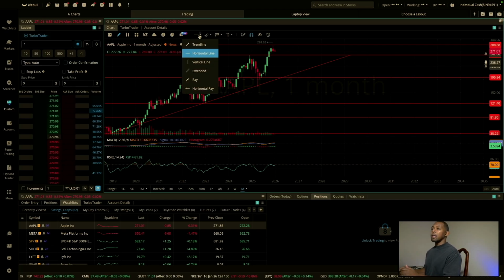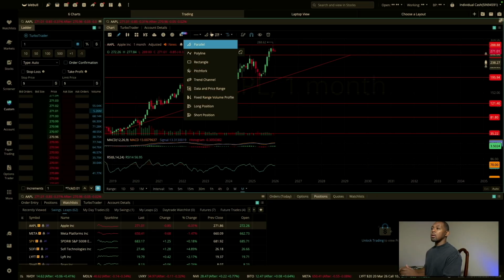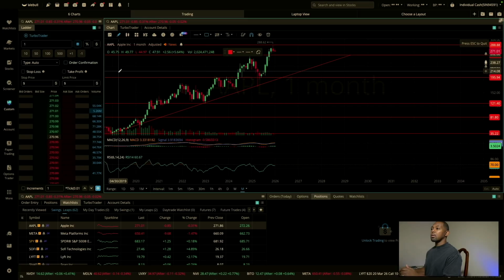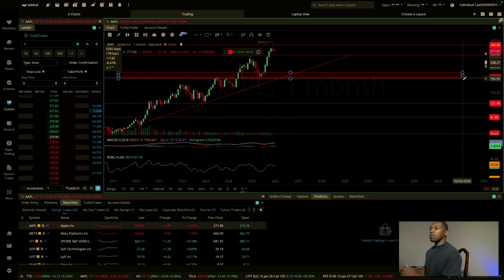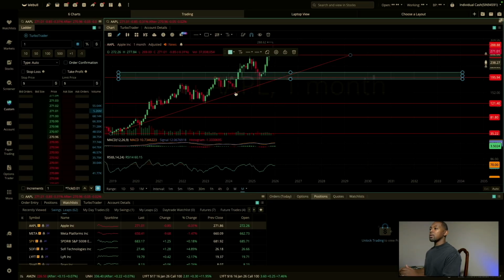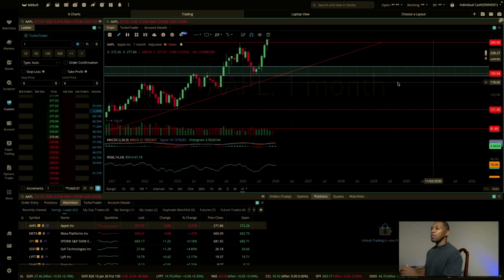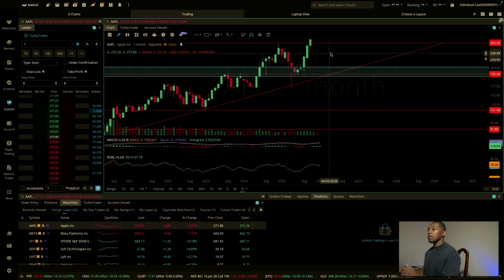So this is what you can do. You can go ahead and draw a rectangular box. Where is it at? Here we go. This is what I like to do here, and I'm going to show you exactly what I'm doing. I'm going to change the color of this. So this is my zone. This is my buy zone for shares. This is for shares. This is not for calls and puts.